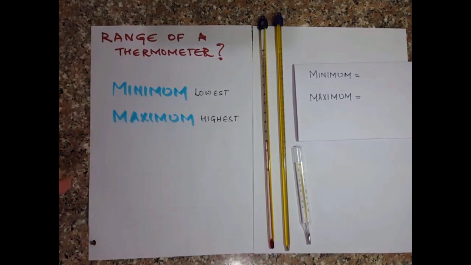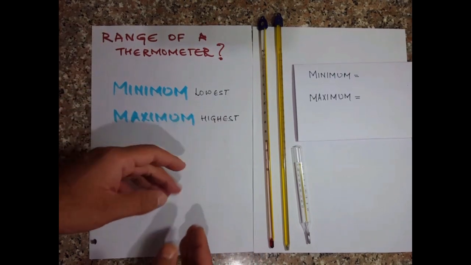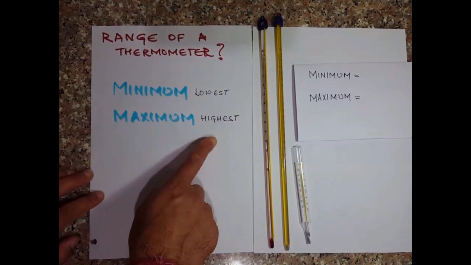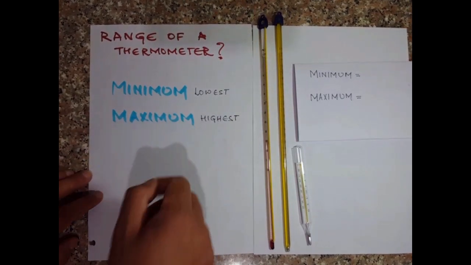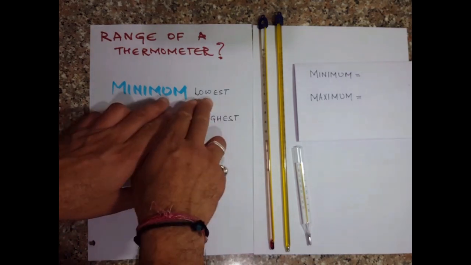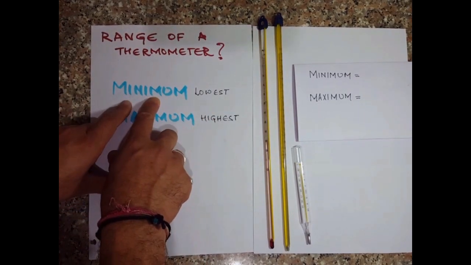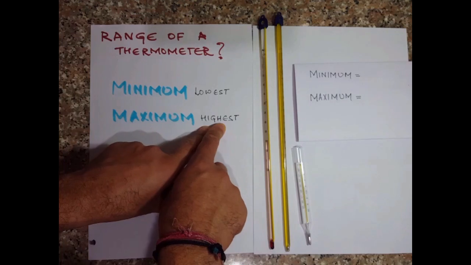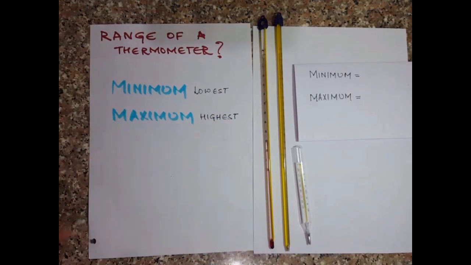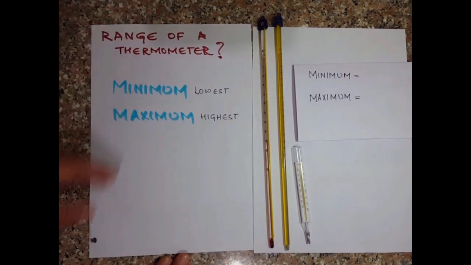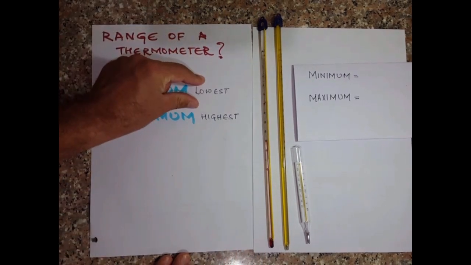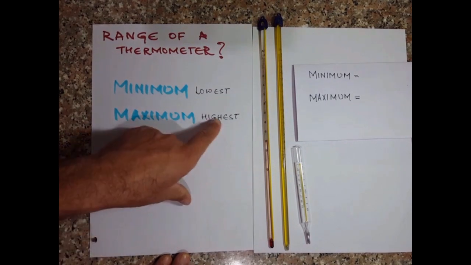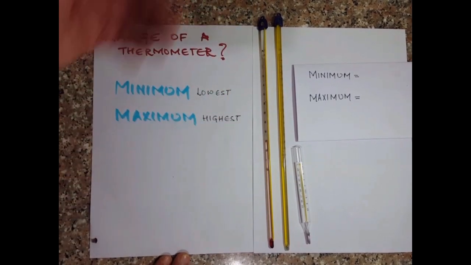Now, what do we mean by the range of a thermometer? The range of a thermometer tells us what is the lowest temperature a thermometer can measure and what is the highest temperature a thermometer can measure. The lowest temperature is also called the minimum temperature, and the highest temperature is also called the maximum temperature a thermometer can measure. So once again, the range of a thermometer is the lowest value that the thermometer can measure and the highest value that the thermometer can measure.